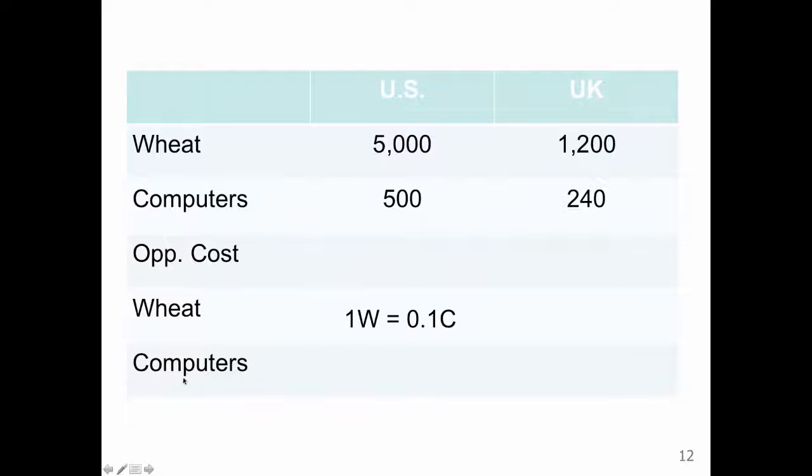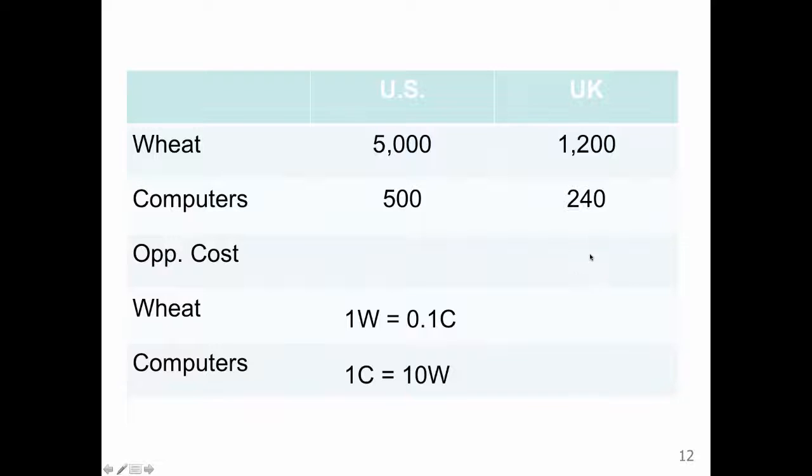And I did the same thing here in terms of computers. What's the opportunity cost in the United States of producing just computers? Then you just go the other way. Here you'd be giving up all of this wheat, 5,000 tons, to get those 500 computers. So 5,000 divided by 500 is 10. So the opportunity cost of 1 computer in the United States is the 10 tons of wheat that you must give up to make each one. And again, it's a straight line, so it's perfectly linear, so the slope is always the same. So every time you make 1 more computer in the US, you're giving up 10 tons of wheat.